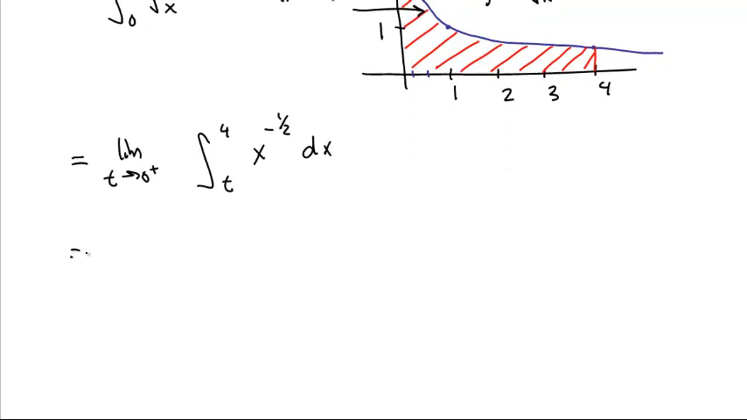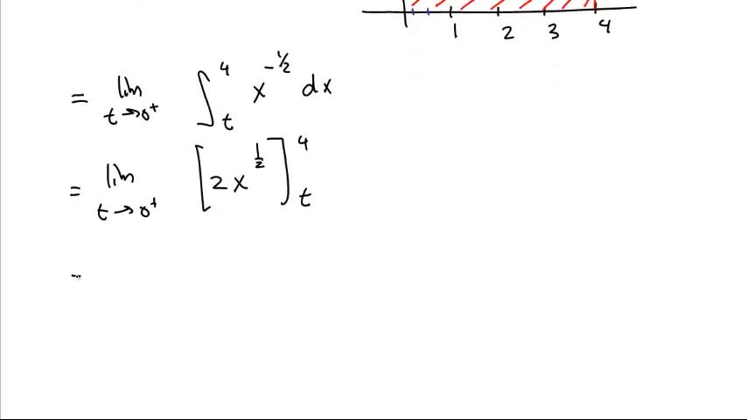Okay, so what do we do? We can't evaluate the limit just yet, because that would mean putting the 0 in there and going right back to where we were. We can integrate this. This is x to the positive 1/2, adding 1. Dividing by 1/2 is the same thing as multiplying by 2. And we evaluate this from t to 4.